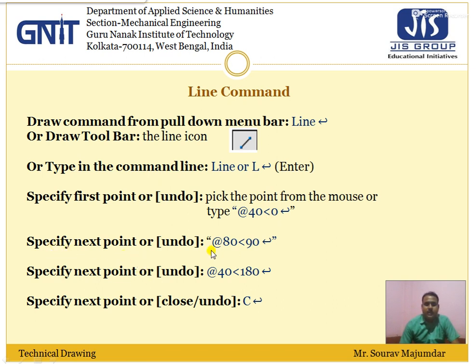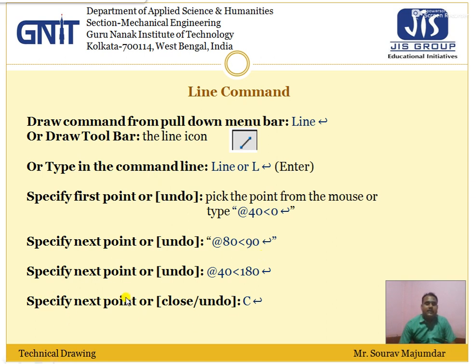For the next point I just write @80<90. That means from this first point you draw the next point, which is situated at a distance of 80, and the angle it makes is 90 degrees to the horizontal.